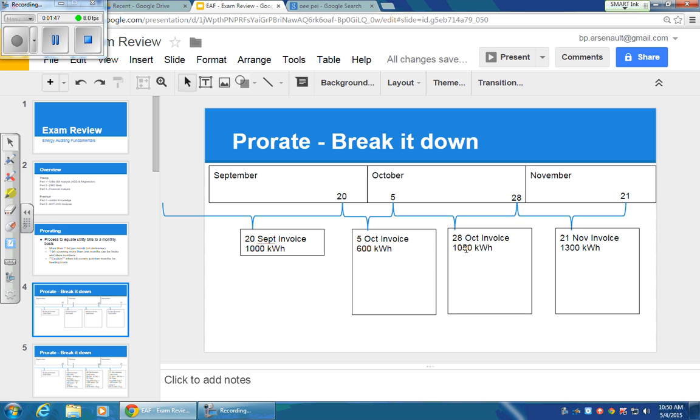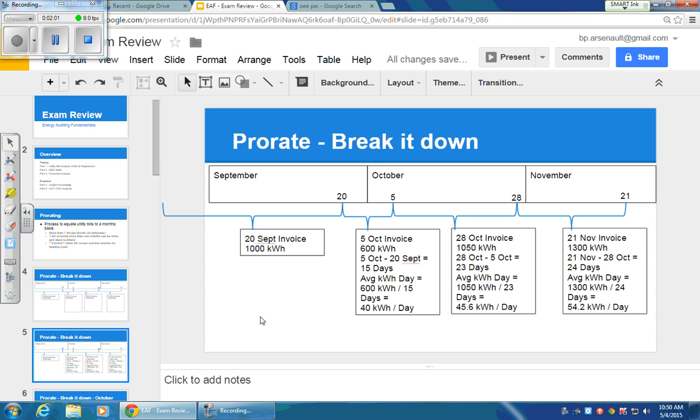And then you divide the kilowatt hours for that invoice by that, and that will give you the kilowatt hours per day. We did this in Excel, but this is just the theory of it, and you're more than welcome in the exam time to use Excel to crunch those numbers for you. So just to show you the next step, we really can't get anything off that 20 September because we don't know when the previous invoice was.